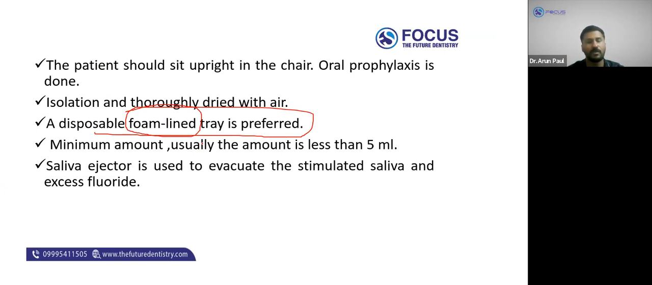Use a very minimal amount. The tray has a trough inside with a small mark, so you take about 1/3 or less than 5 ml of the gelling solution, just like how you load your alginate. You place a saliva ejector and ask the patient to move his tongue, just like the maneuvers you use for impression taking, such that the gel flows to all the surfaces of the tooth. And finally, you ask the patient to expectorate.